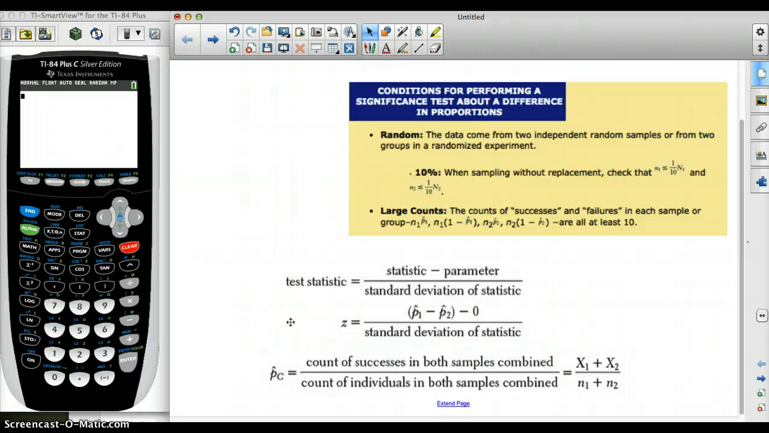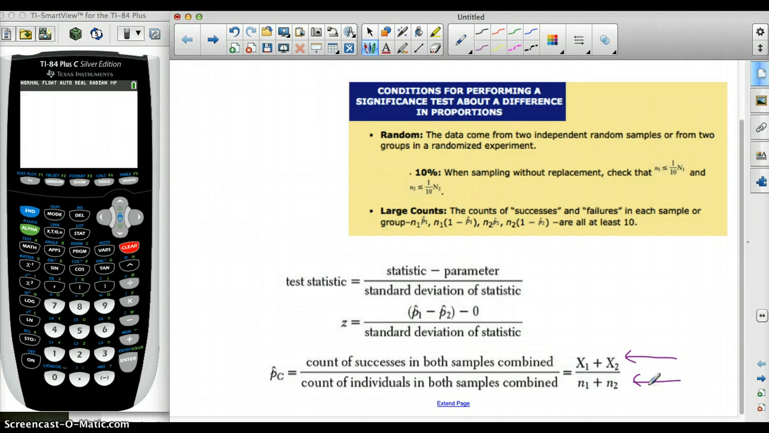Another formula you're going to need to know is the parameter here, or the proportion of combined samples. So we're going to take the values we're given and combine the number of successes in both of the samples, putting that over the count of individuals in both samples combined, so our samples added together.